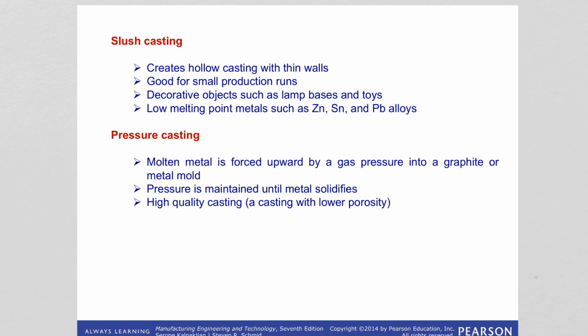Slush casting is suitable for small production runs, and it is generally used for making ornamental and decorative objects such as lamp bases, stems, and toys from low melting point metals like zinc, tin, and lead alloys. In pressure casting, the molten metal is forced by pressure into a graphite or metal mold.